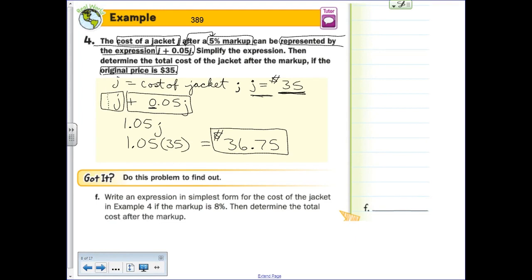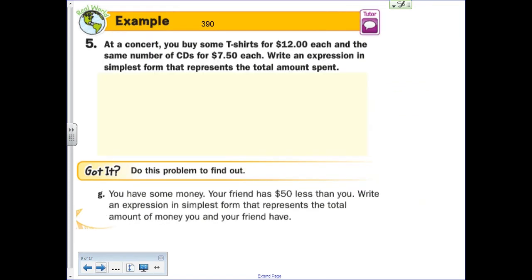You're ready to do example number 5. However, there is one more, you're ready to do letter F, but there's one more example, example number 5. At a concert, you buy some t-shirts for $12 each and the same number of CDs for $7.50 each. Write an expression in simplest form that represents the total amount spent. So here they're not giving you an expression, you need to write one. So let's go back and figure out how we're going to do that.